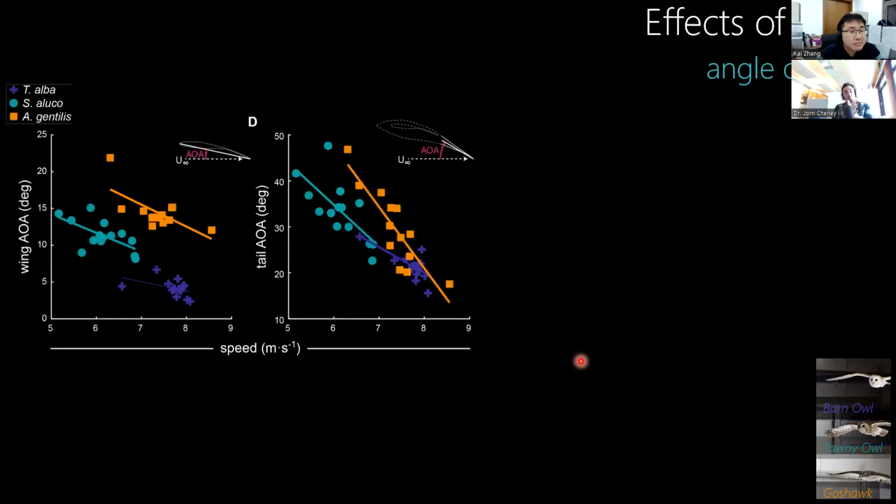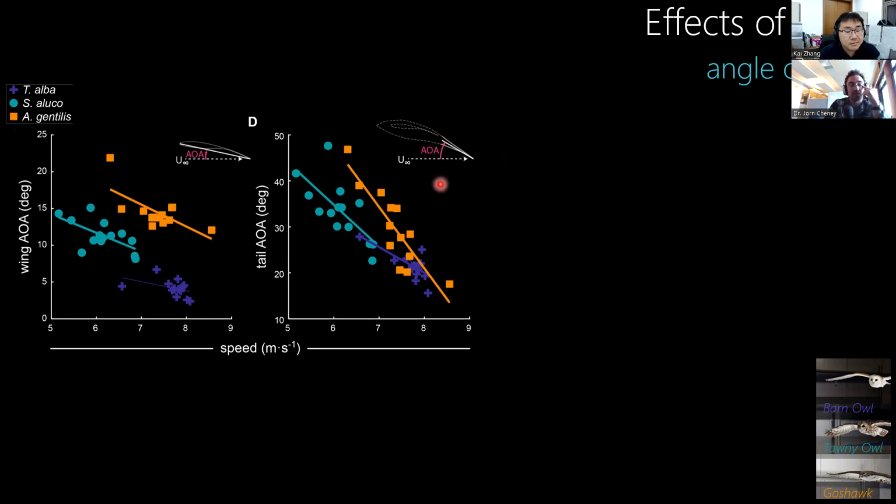And the last parameter I wanted to talk about was angle of attack. Here, if we look at the angle of attack of the wing, this is basically the rotation of the shoulder along the axis. We can see that the wing as a whole tends to decrease its angle of attack as the birds fly faster in all 3 species.